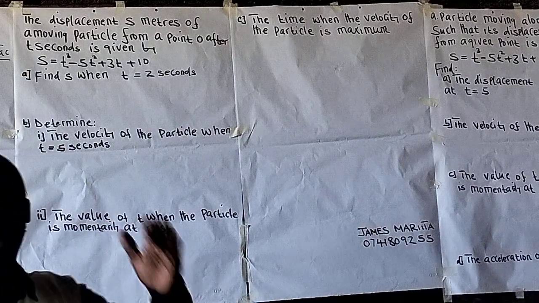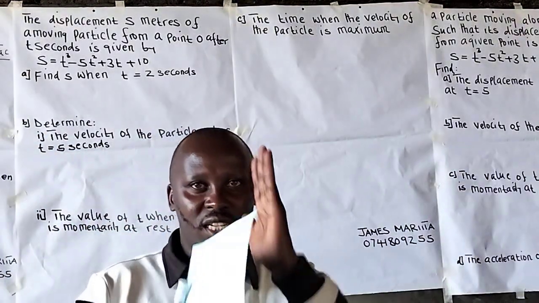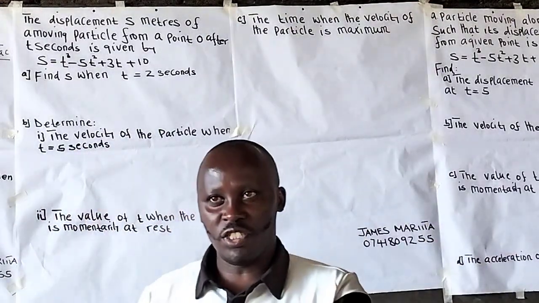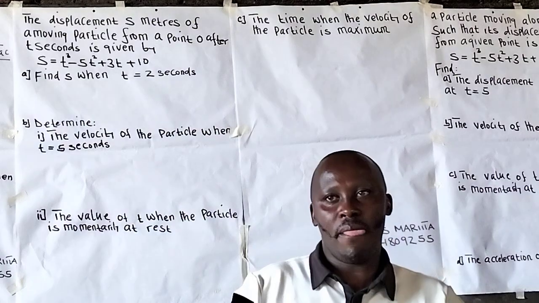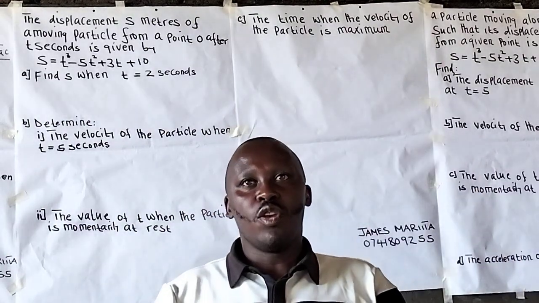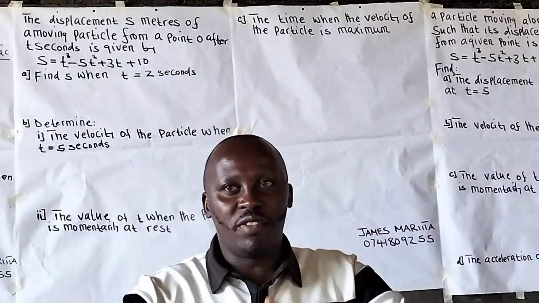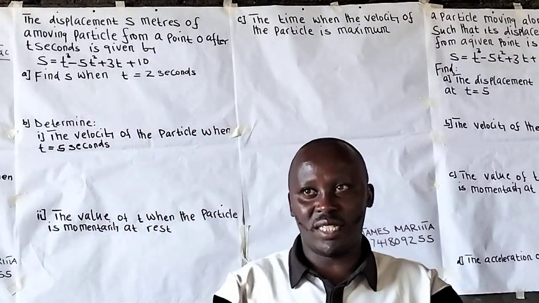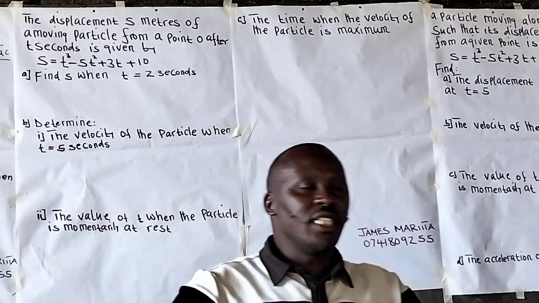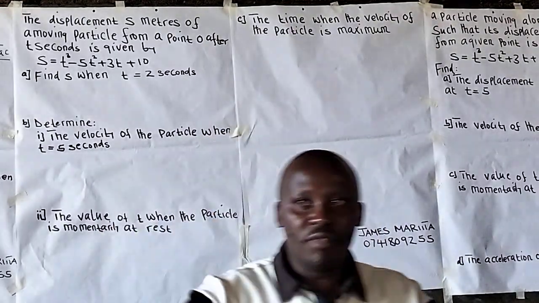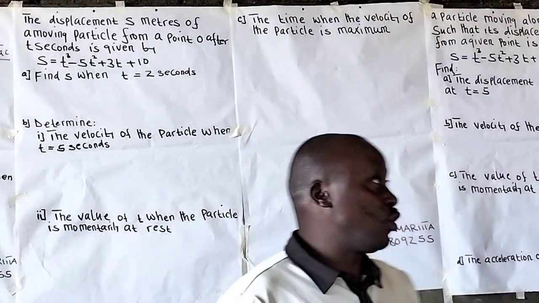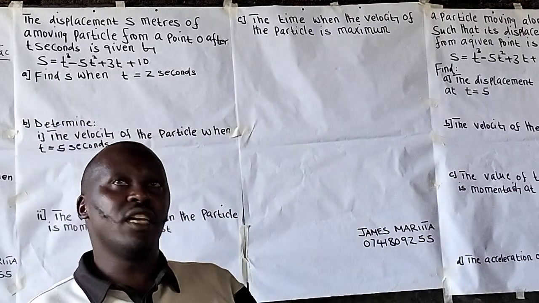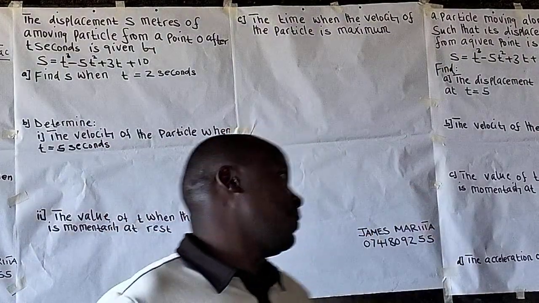In this differentiation, you need to understand the three things. We have displacement, which is the same as the distance. We have velocity, then we have the acceleration. To get the velocity, you have to differentiate the expression of displacement. To get the acceleration of the particle, you have to differentiate velocity. So understand that one. To get the velocity, you differentiate the displacement. To get the acceleration, you differentiate the velocity.